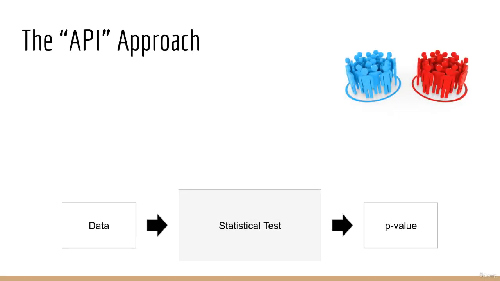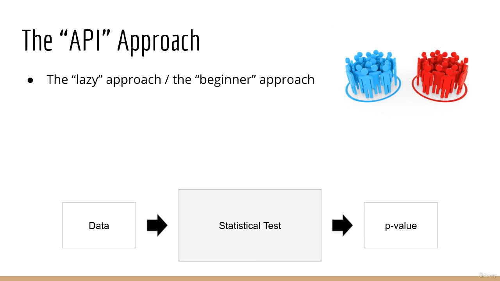Before we get into any theory, I want to discuss the API approach to statistical testing. This approach might be thought of as the lazy approach, the beginner's approach, or just an approach for people who don't like math or whose main field is not statistics. For these people, the process is quite straightforward. The basic API of a statistical test is like this. You start out with what's called the null hypothesis.